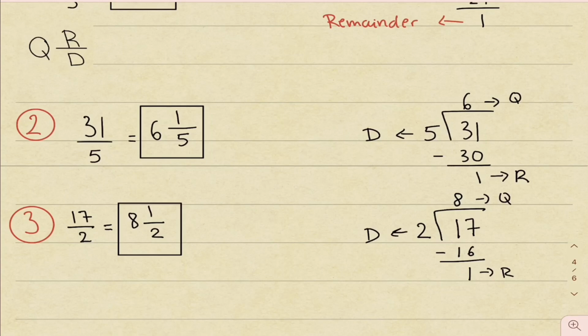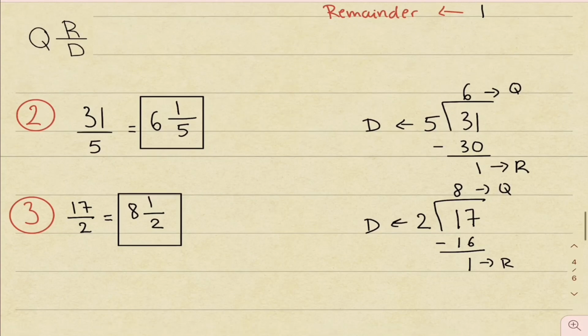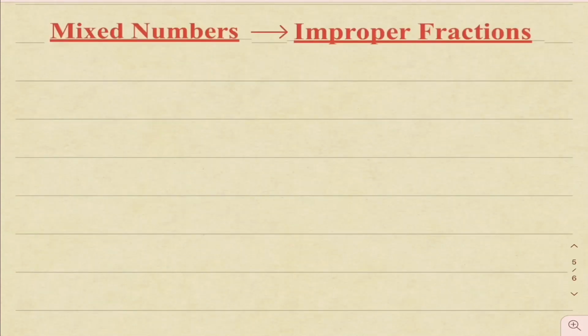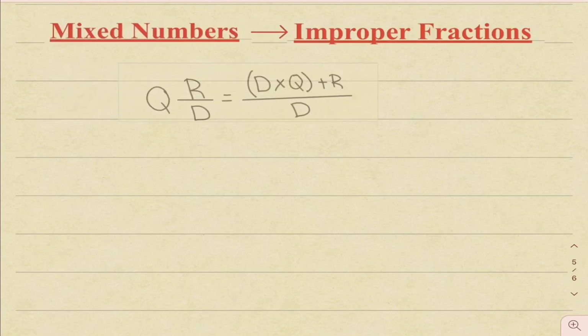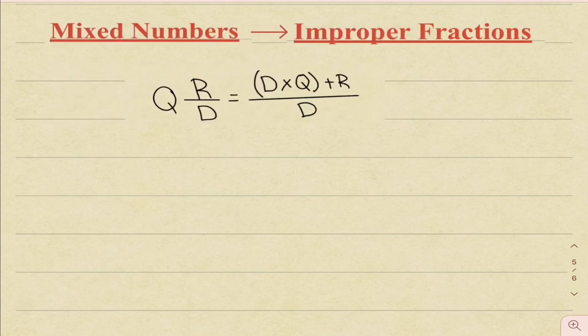Now, how do we do the opposite? How do we write mixed numbers as improper fractions? Let me show you guys. So to write a mixed number as an improper fraction, we use this formula right here. So this is how a mixed number looks like. So to write that as an improper fraction, we have to use this formula. Now let's go ahead and do a problem. Problem 1. Let's say I have 7 1 over 3.